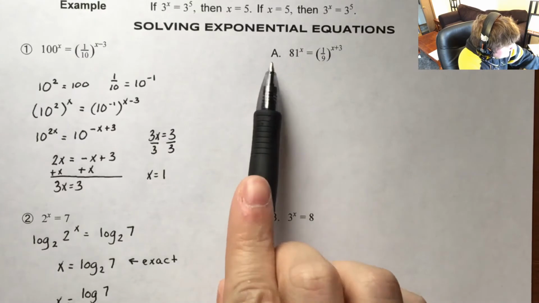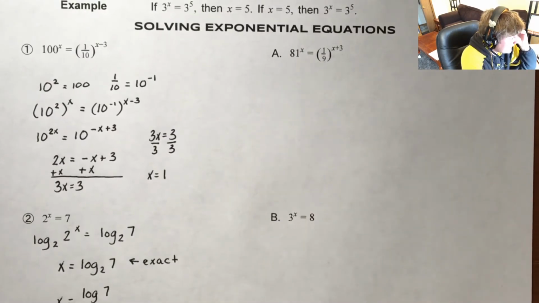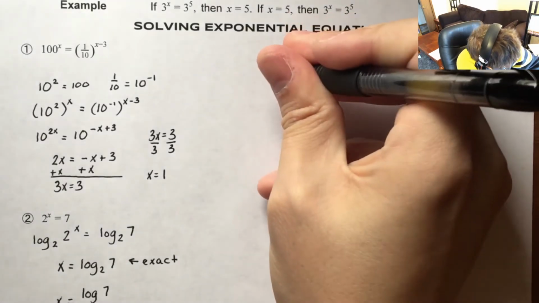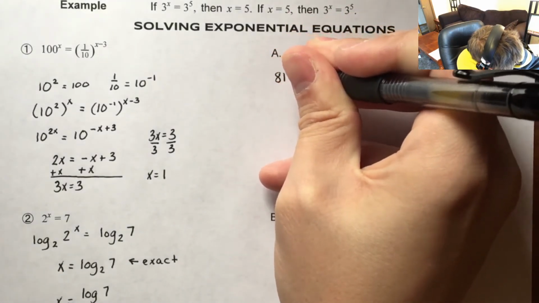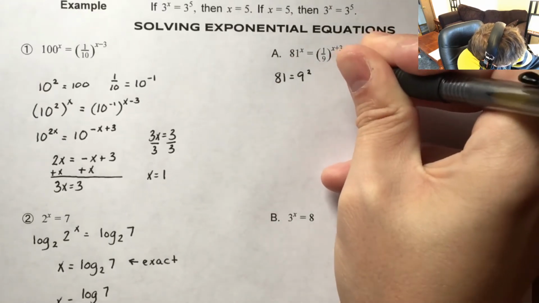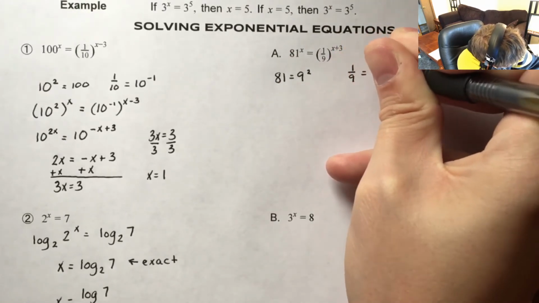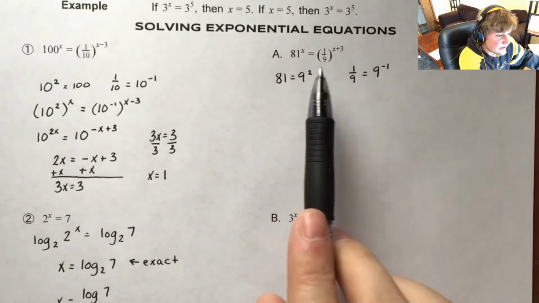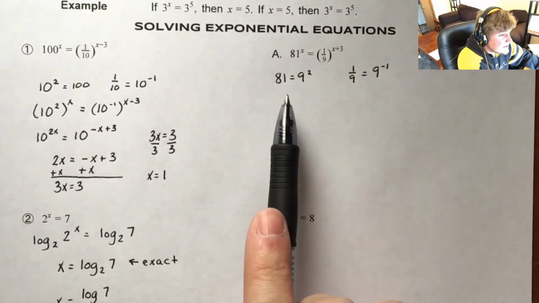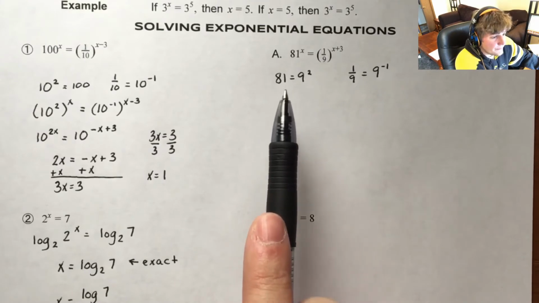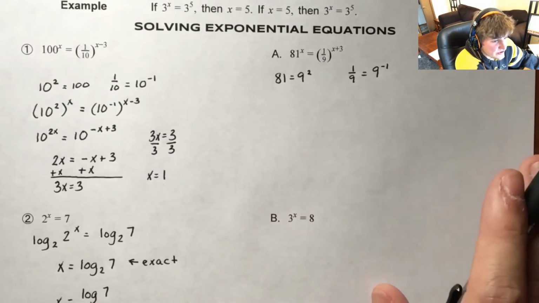Okay, so here I'm looking at A, and I have 81 to the x power and 1/9 to the x plus 3 power. As I look at 81 and as I look at 9, I can think to myself that I know both of these numbers are powers of 9. Specifically, I know that 81 is equal to 9 squared, and that 1/9 is equal to 9 to the negative first power. This is just from previous sections dating back to 8th grade Algebra 1. Just some exponent properties.